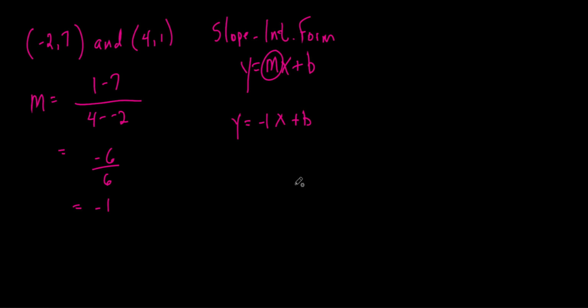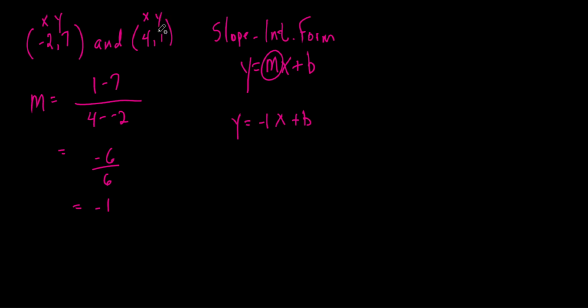Am I done, though? Nope, got to find one more thing. What's the thing I got to find? The b, the y-intercept. That's right. So how in the world am I going to do that? Well, look at what I've got right now. I've got an x here and a y here, don't I? Do I know any x's and y's? Yeah, I know an x and y right here, and I know an x and y right here.